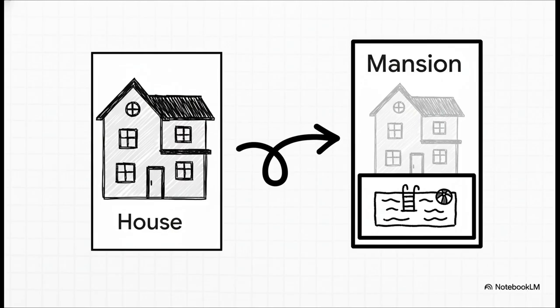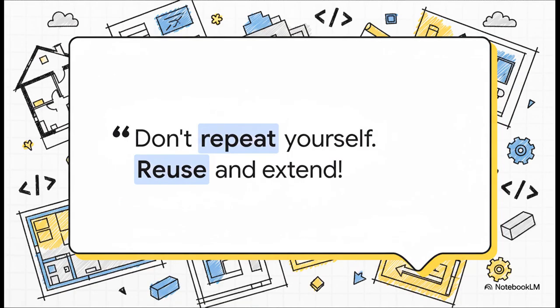So simple, so powerful. And that's the crucial point. Inheritance is built on one of the most important principles in coding: don't repeat yourself. It lets you create this whole family tree of related classes, which makes your code incredibly efficient and so much easier to maintain in the long run.